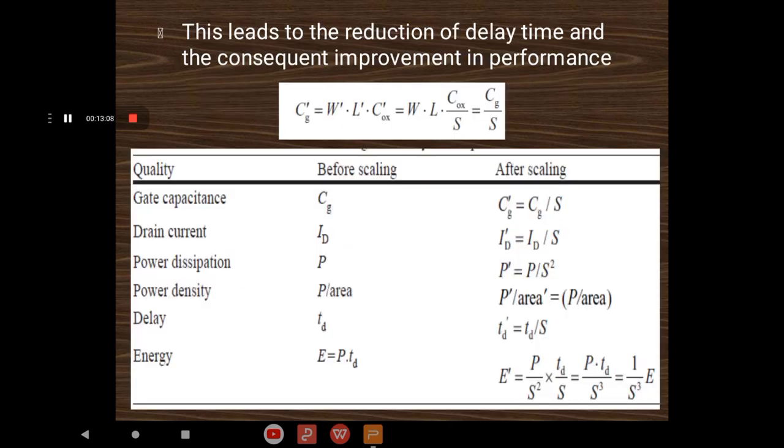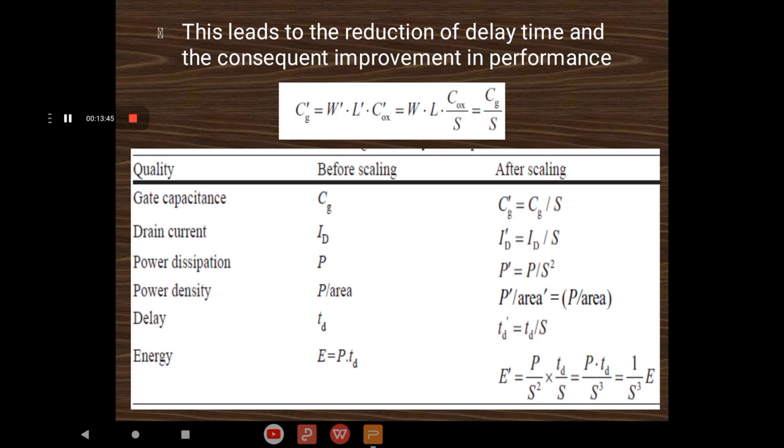So coming to the next one, this shows the comparison of the electrical parameters. Cg is nothing but gate capacitance. It can be calculated as W dash L dash Cox dash. Obviously we know that Cox dash is equal to S into Cox. If you substitute those two values, and the W and L values are also decreased by a factor S, therefore the overall value is also equal to Cg by S. Therefore the gate capacitance is decreased by a factor of S.